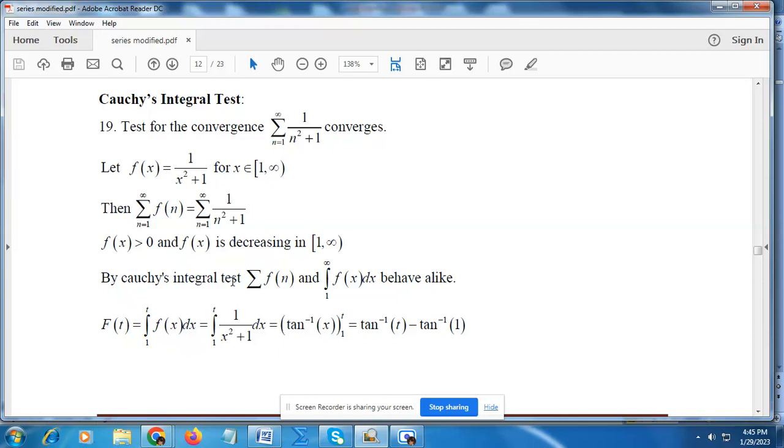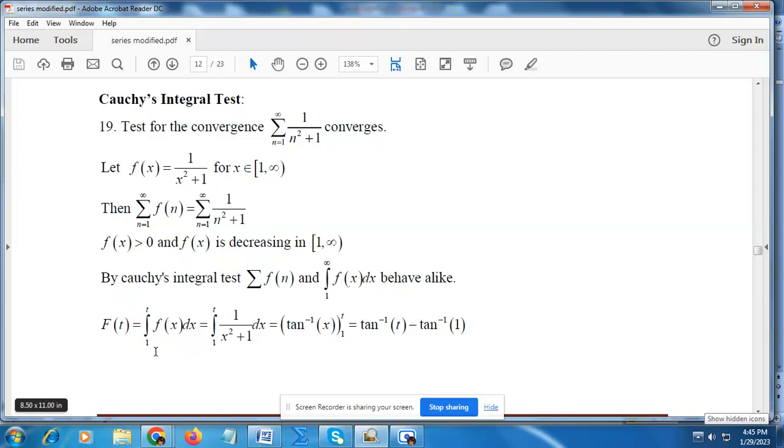By Cauchy's integral test, sigma f(n) and the integral from 1 to infinity of f(x) dx behave alike, so you calculate the improper integral. If this improper integral converges, then the given series converges. If this improper integral diverges, then the given series diverges.